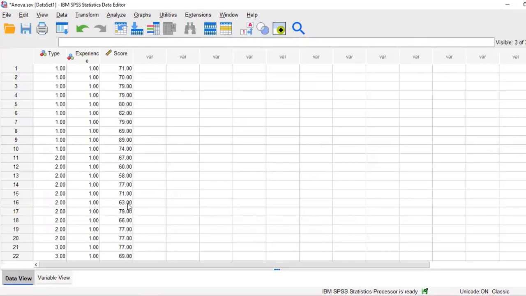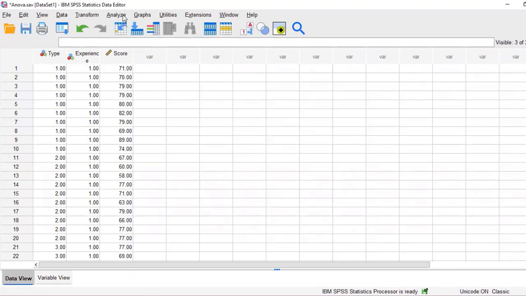This score is an assessment on a range of 0 to 100, indicating the number of times nurses were able in an experiment to correctly identify a patient's pain level based on their nonverbals. We want to know whether there's a difference in nurses' ability to identify these nonverbals correctly based on the type of education they have, so the type of nurse they are, and their experience level.